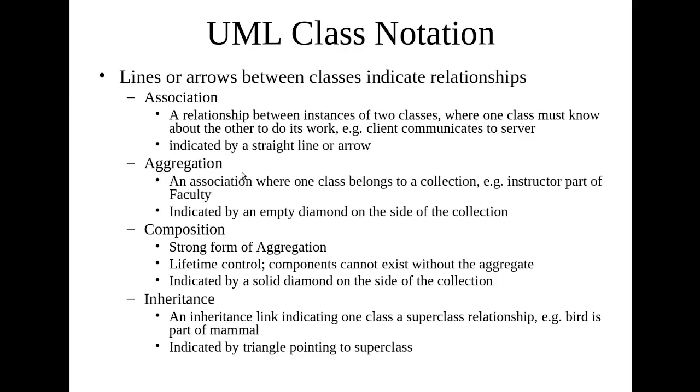There is something called aggregation. Aggregation is also an association where one class belongs to a collection, like instructor part of faculty. Okay, so when you have to show a relation like part of, like leg is a part of chair, in such cases you use aggregation representation. So if you want to show that this class belongs to that particular class, in that case you indicate it by an empty diamond on the side of the collection.